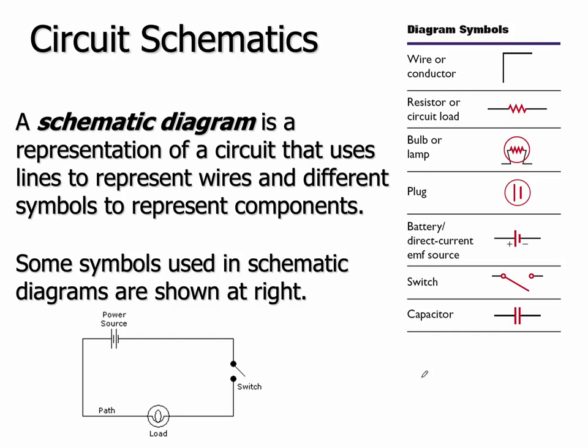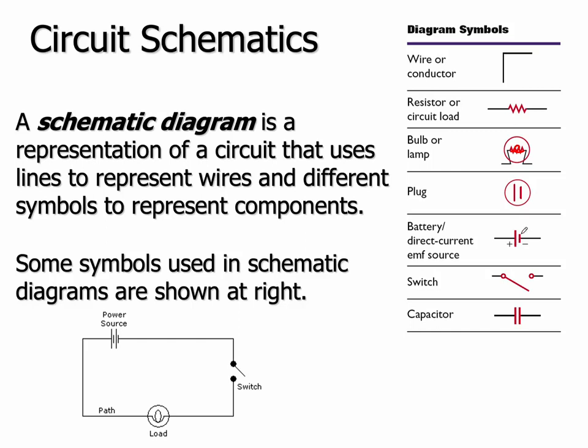Schematics. We usually don't draw circuits with actual pictures of batteries and light bulbs. So a schematic diagram is a shortcut to draw these. A wire is just drawn as a line, doesn't matter how long it is. A resistor, we'll talk about what that means, or current load looks like this. A light bulb usually looks like this, sometimes drawn with a curly Q on the inside instead of that. A plug looks like that. A battery looks like this.